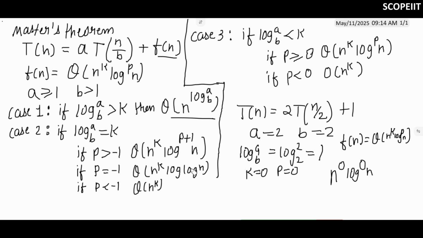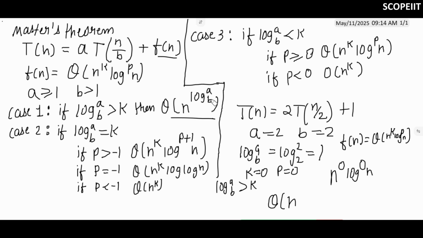Now, let us apply it here. So in our case, what do we have? Log a to the base b, value is 1, which is greater than k, right? Because our k value is 0. So it's greater than k, so it will go to case 1. As it goes to case 1, we can directly write the answer theta in bracket n to the power log a to the base b.